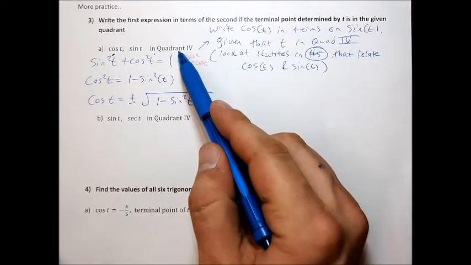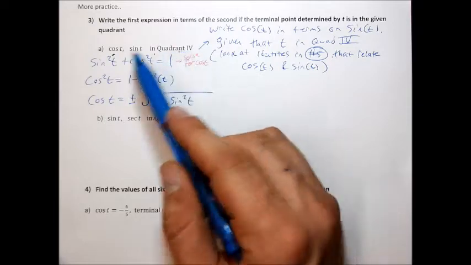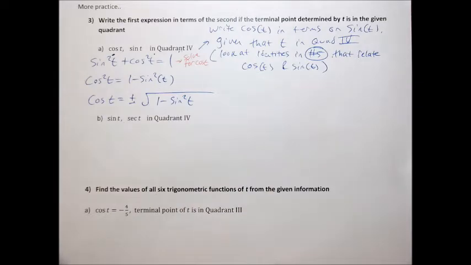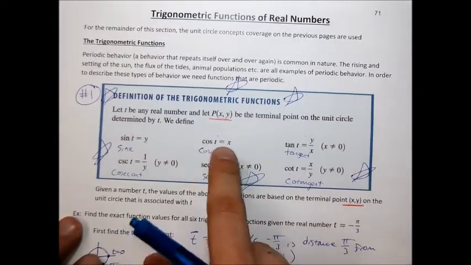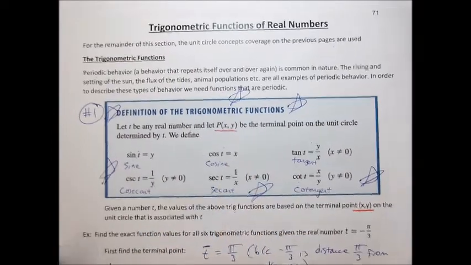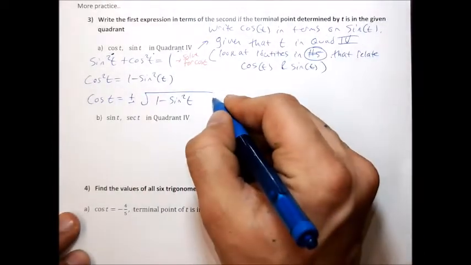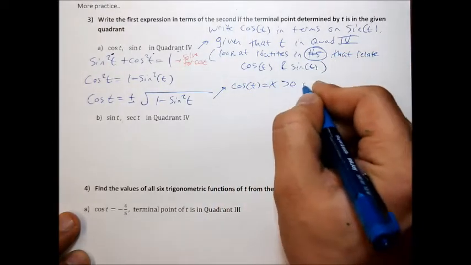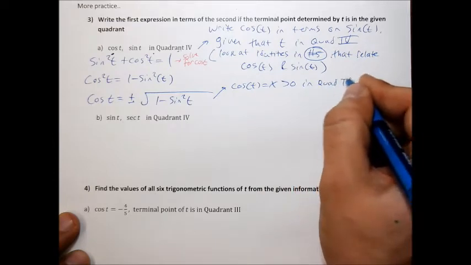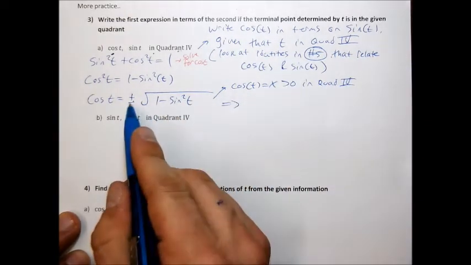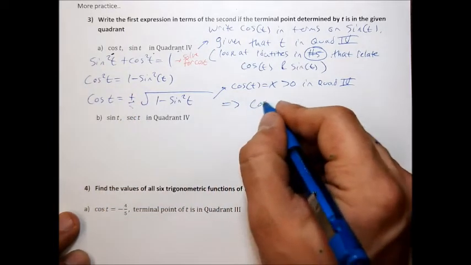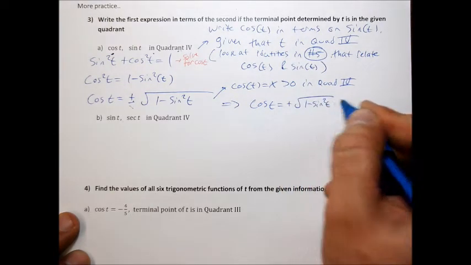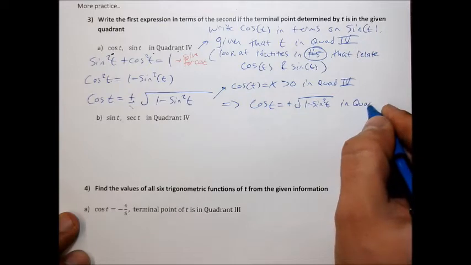Now, this is where quadrant 4 comes in. If we're in quadrant 4, cosine is positive in quadrant 4. And we know cosine is positive in quadrant 4 because I'm relating it back to box number 1. Cosine are x values, and x values are positive in quadrant 4. And so, based on this, I know that cosine, which is the x value, is positive in quadrant 4. And so I'm going to use the positive version of this, not the negative. And so that means cosine equals the positive square root of 1 minus sine squared in quadrant 4.